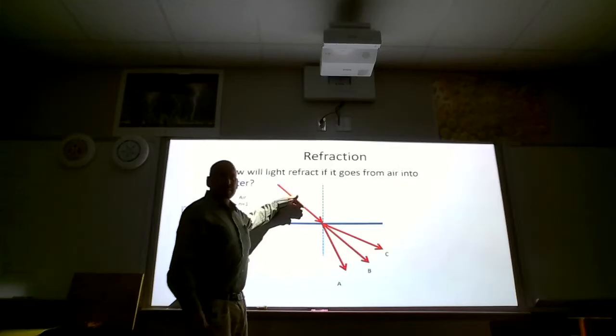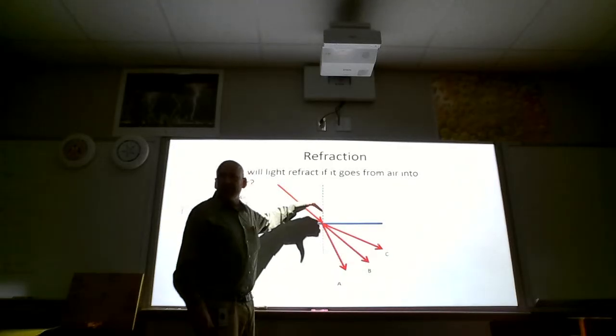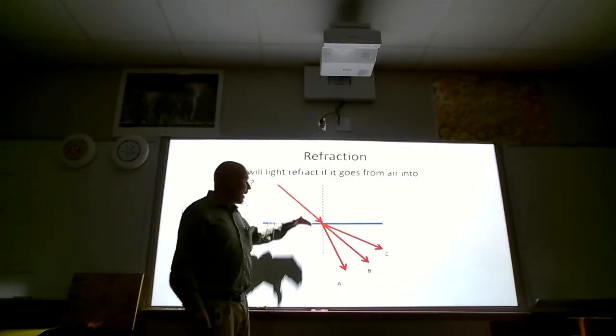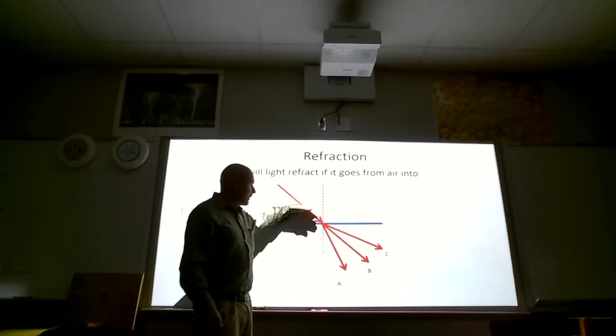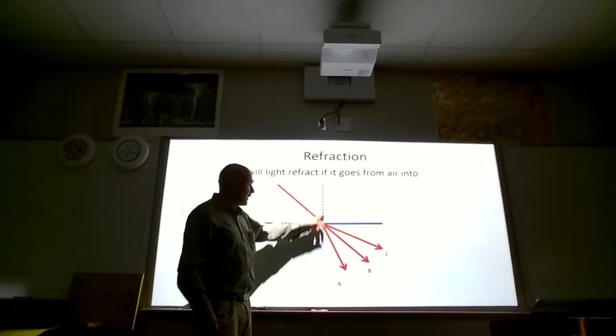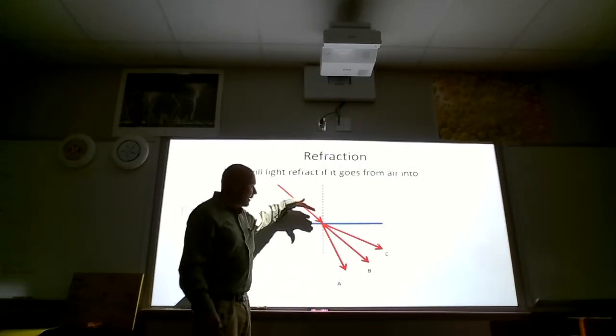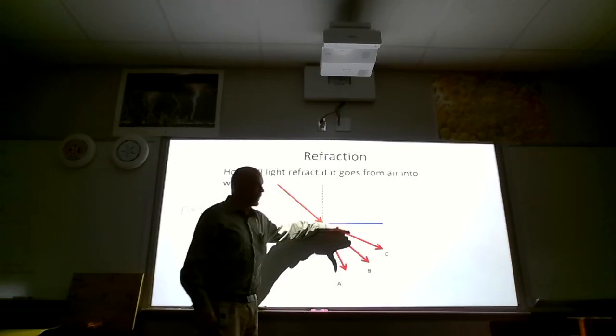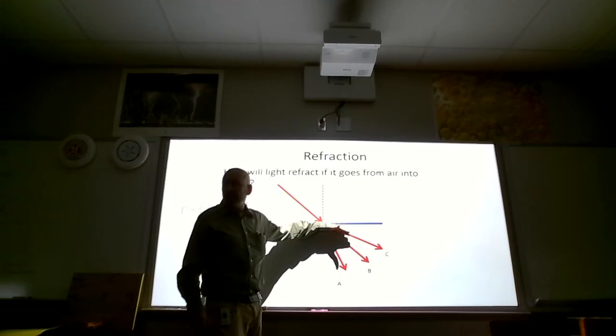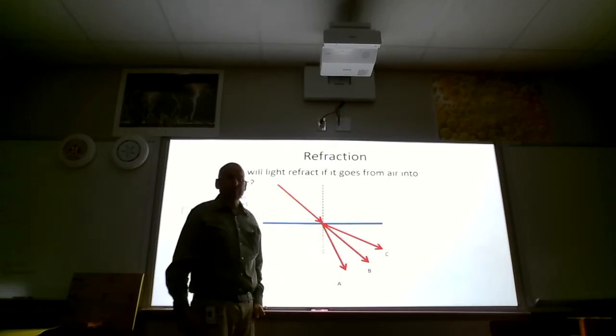All right, here's the path of no refraction. B, there's no bending. But as you go from air to water, it's going to bend. Okay, here's our normal line. It's going to bend towards it. This is away from the normal line. Towards it. Okay.